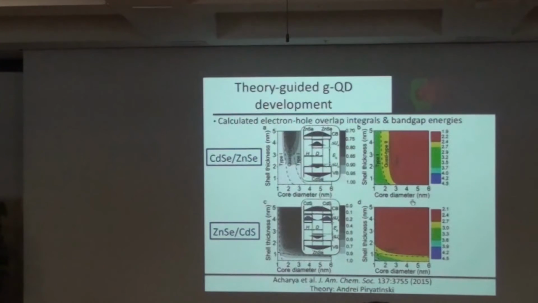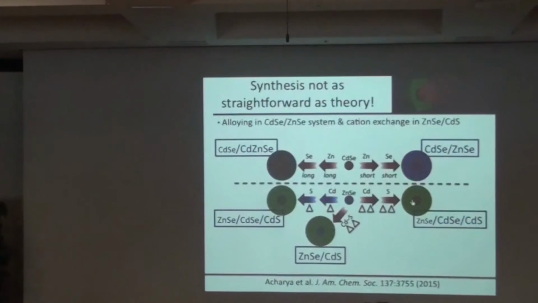And then we targeted these two systems, cadmium selenide zinc selenide and zinc selenide cadmium sulfide, to achieve suppressed blinking behavior in new systems based on a quasi-type 2 system, and then also another type 2, or fully type 2 system. Unfortunately, synthetically, these were much harder to realize than our previous systems had been. The cadmium selenide zinc selenide system is complicated by a tendency for alloying.